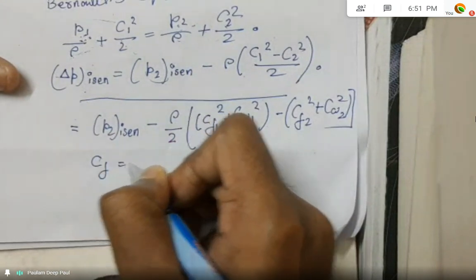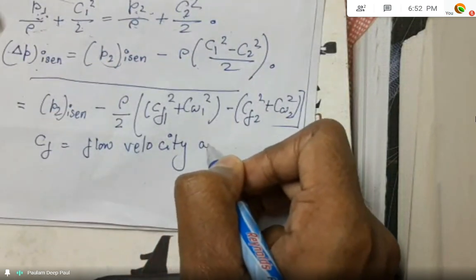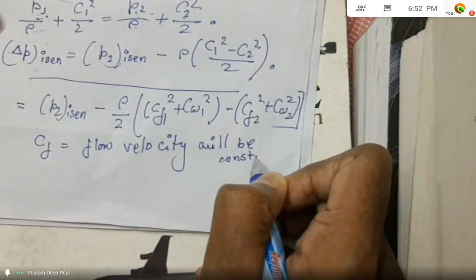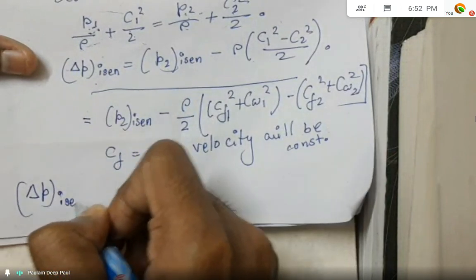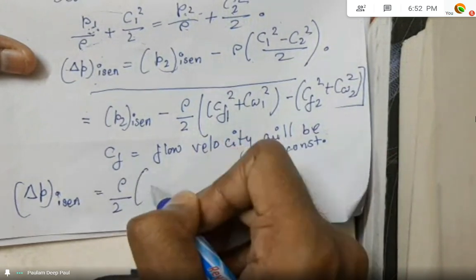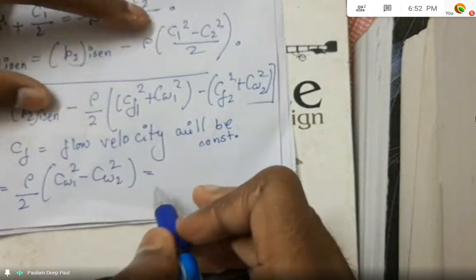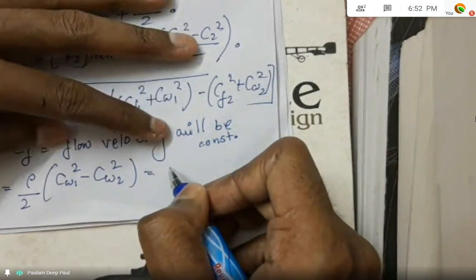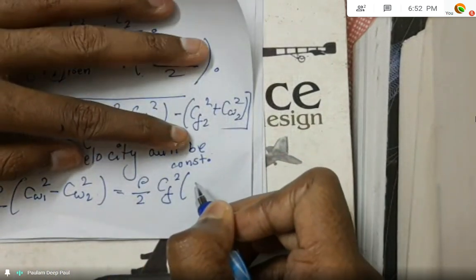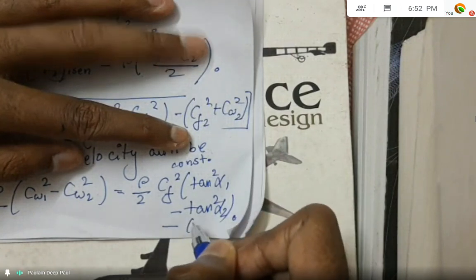This is the equation that I will be writing. We assume a constant flow velocity, that is perpendicular to, or parallel to, the axial direction. So the flow velocity will be constant, and hence CF1 and CF2 will get cancelled. So further, the isentropic pressure rise at the inlet would be rho by 2 CW1 square minus CW2 square. Or we can also write it as rho by 2 CF square, putting the values of CW1 and CW2 from the previous equations, that is tan square alpha 1 minus tan square alpha 2. We'll have this as equation 8.